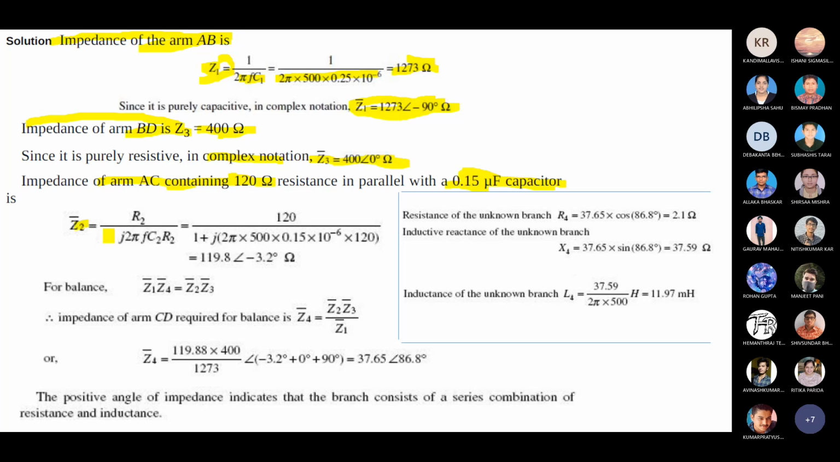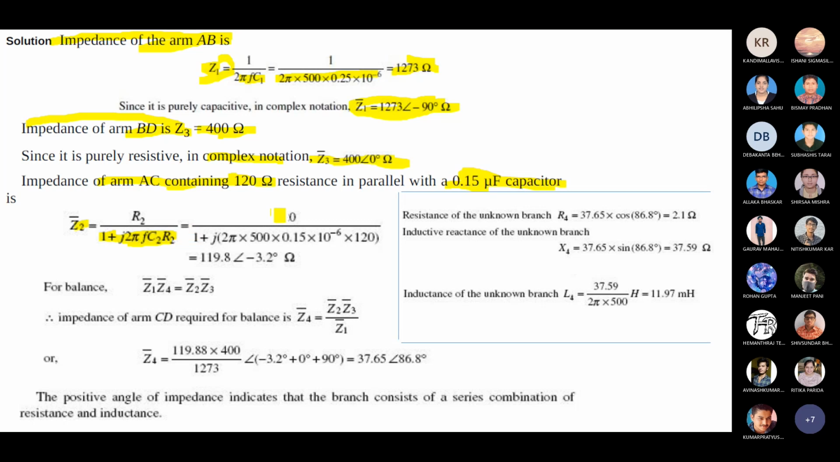Now R2 divided by XC, where XC equals 1 by 2 pi F into C. The j portion is also there, so 1 by j 2 pi F C. So R2 divided by 1 by something comes directly as j 2 pi F C2 into R2. I hope all of you are able to understand what I am telling.